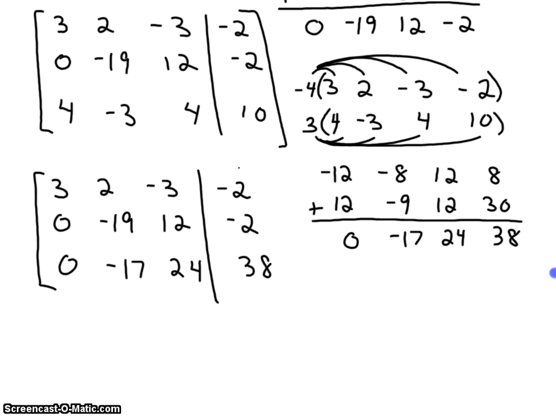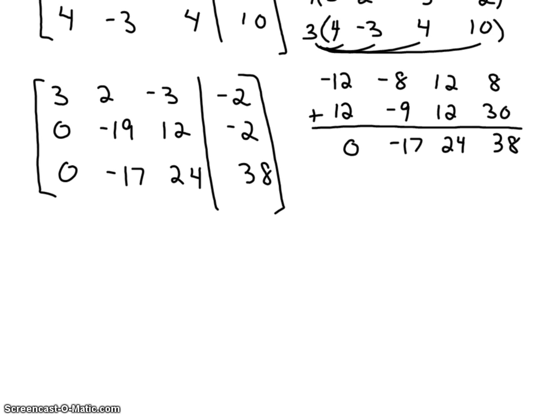Put your line in, close it. Okay, we're looking good so far. Now we need to get rid of that -17. We need a 0 in that location.